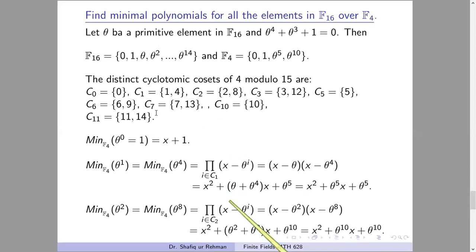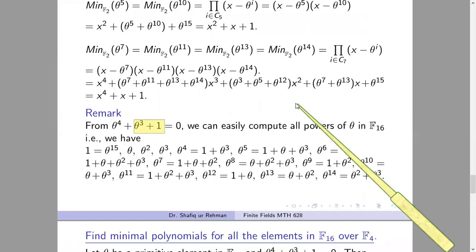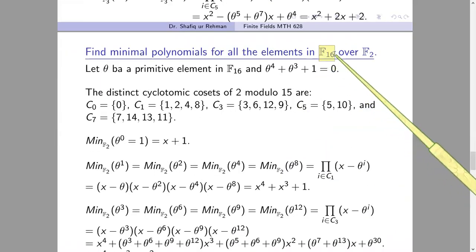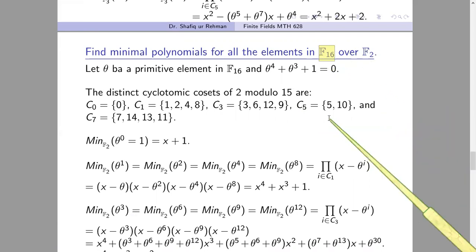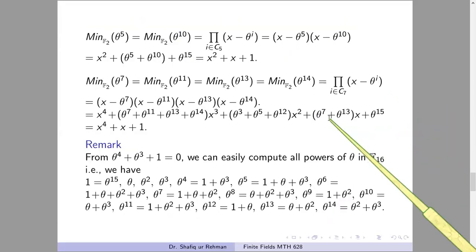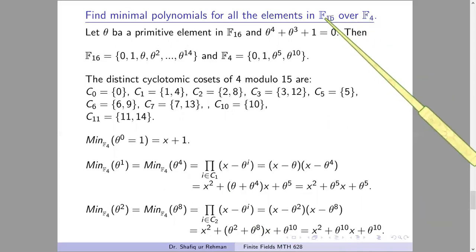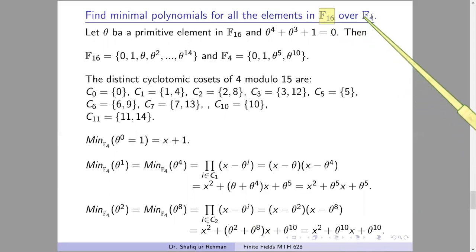And here is another example. Now I have changed F. In the previous example I found the minimal polynomials of elements of F16 over the field F2, but now I have changed the field to F4, because F4 is also a subfield of F16. So now we require the minimal polynomials of elements of F16 over the field F4. That is, the coefficients of the minimal polynomial should be in the field F4.